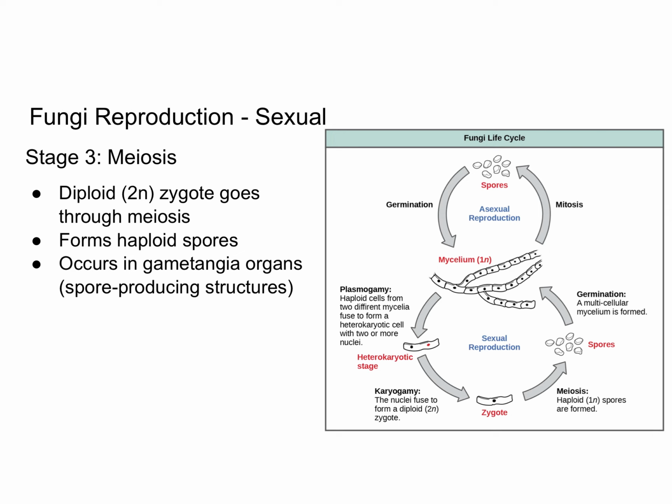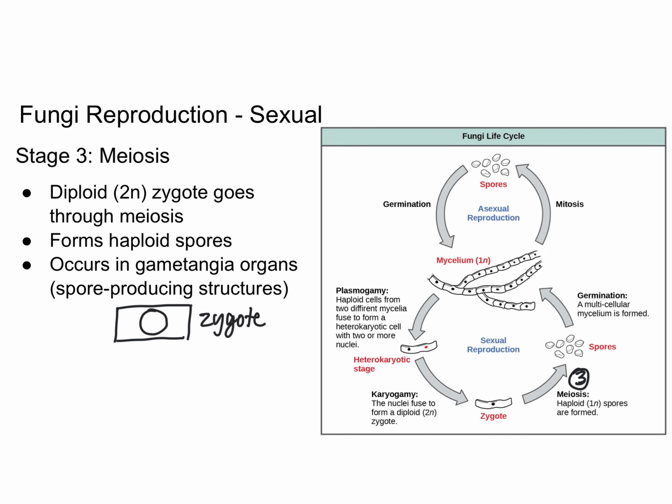In the third stage of fungal sexual reproduction, we have meiosis. I'm not going to go over all of the different steps of meiosis. You should have learned this in a previous biology course, but we are going to cover the overall basics. So remember that we're starting with a zygote, and the zygote is diploid.